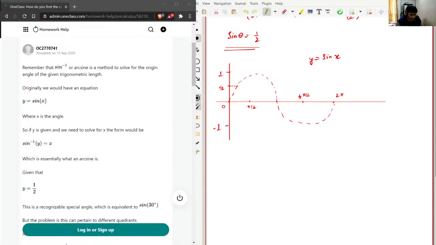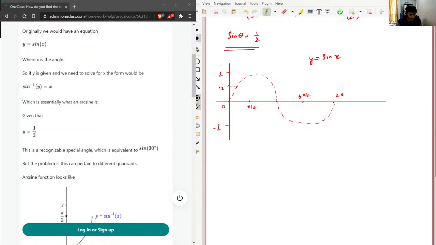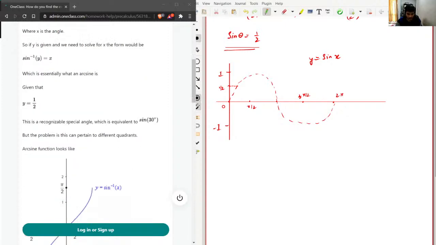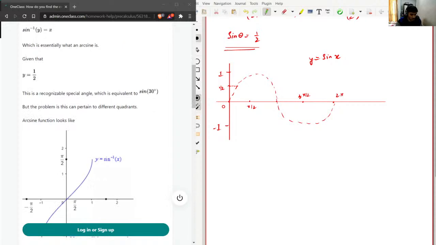Y equal to sine x, so sine inverse of y is equal to x, which is essentially what an arc sine means. So given that y equals half, sine of 30 degrees is 1 by 2.